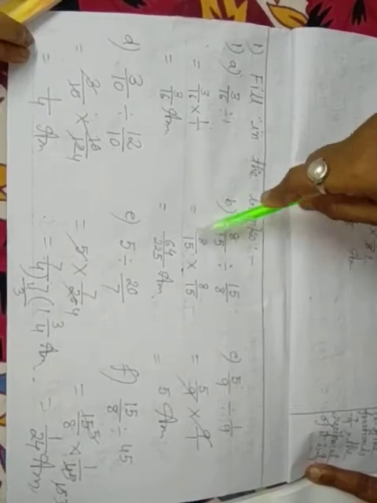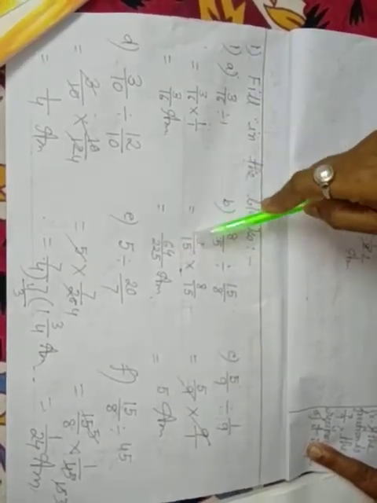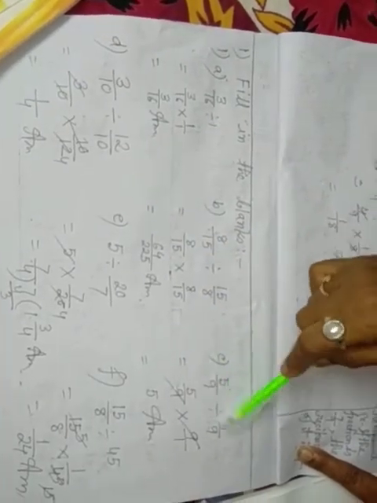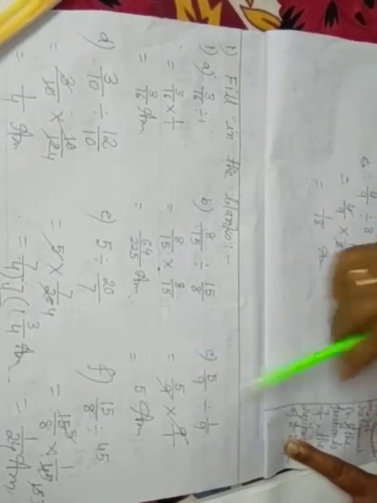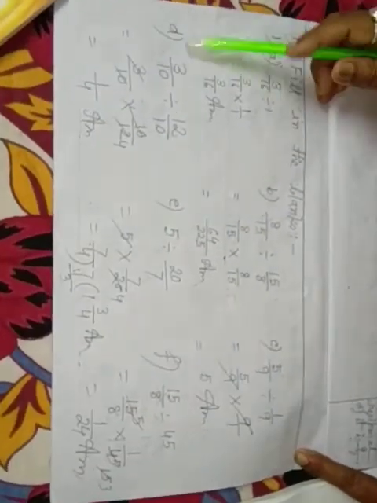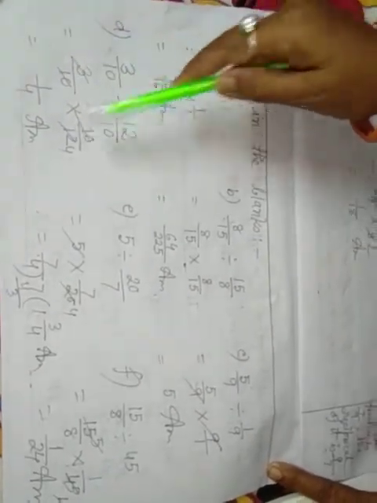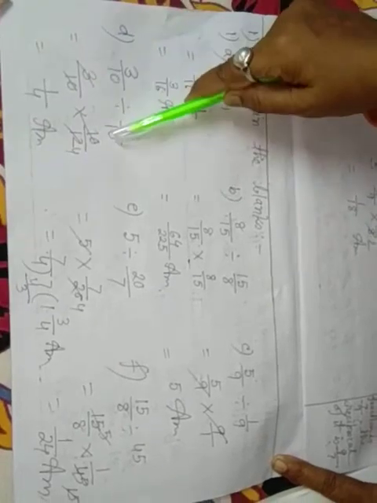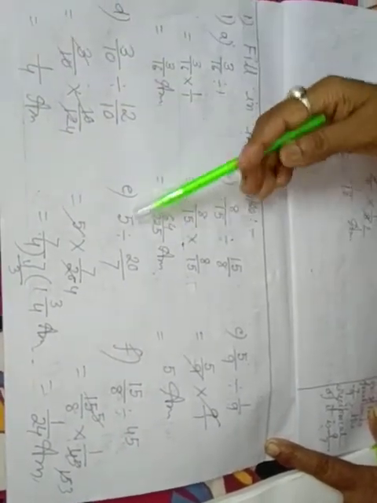Take the reciprocal of the divisor. 8 by 15 into 8 by 15, 8 8s are 64 by 15 15s are 225, answer. C: 5 by 9 divided by 1 by 9, 5 by 9 into 9 by 1, 9 and 9 cancel, 5 is the answer. D: 3 by 10 divided by 12 by 10, 3 by 10 into 10 by 12, 3 fours are 12, 10 and 10 cancel, so 1 by 4.